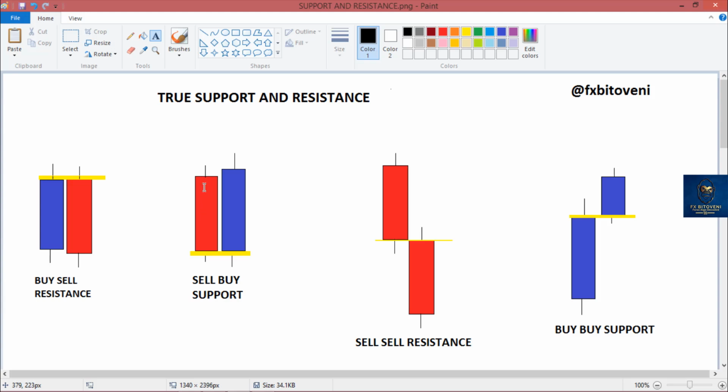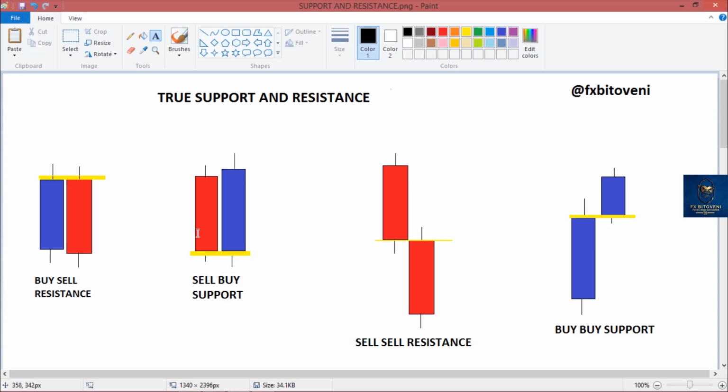If you see a bearish candle forming here, and then you see a bullish candle forming, then you have a support level. Here you focus on the close price of the bearish candle. Remember the opening price, there can be a gap and whatever. So focus on the close price of the bearish candle. That's where your support level is.